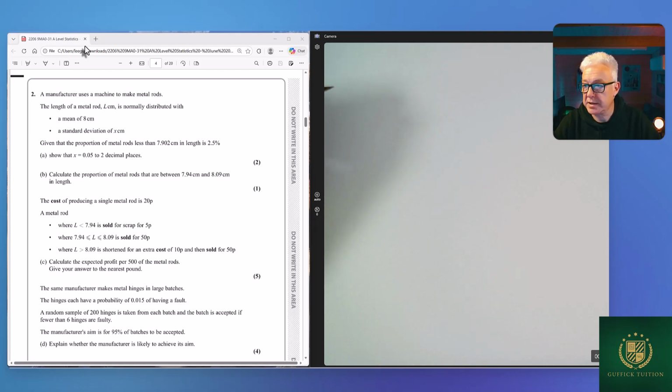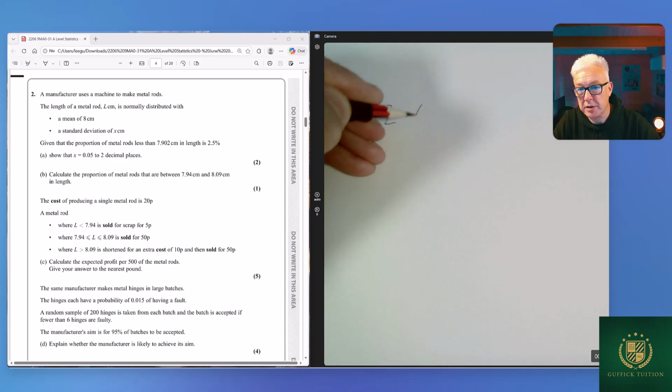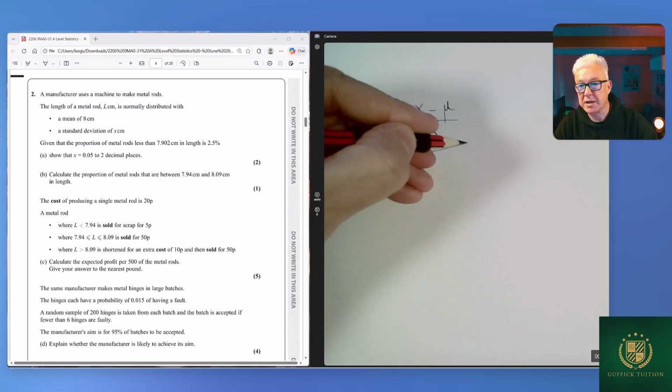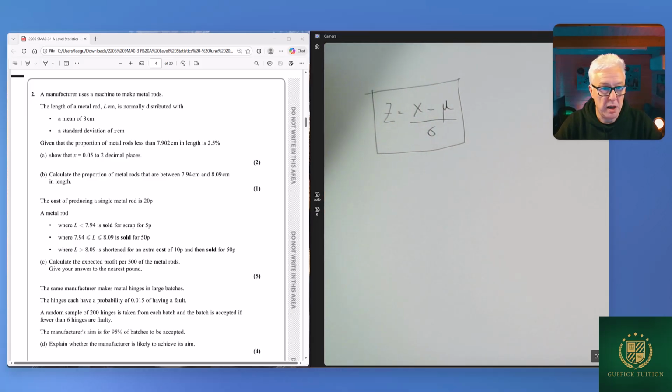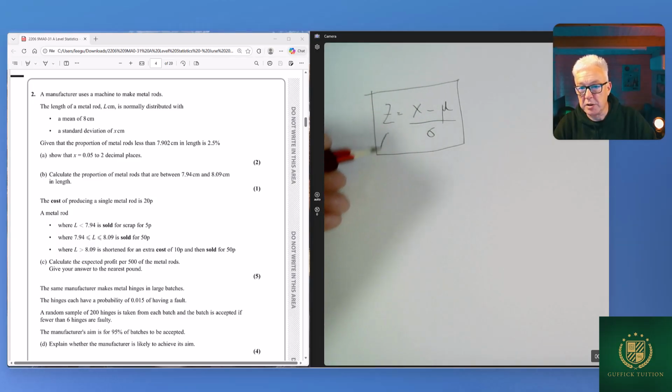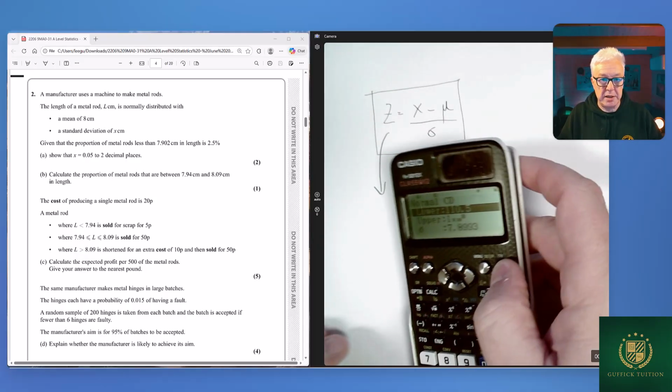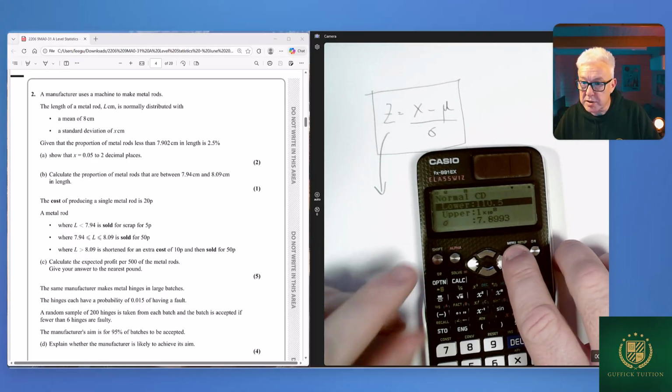Okay, so this is one of those instances where we need to use the inverse normal distribution in order to find out what the value of Z is. So we have Z is equal to X minus mu over sigma. We're going to use this to work out our standard deviation, because we do not know the standard deviation. So the standard deviation is X. We're going to use the inverse normal with an area of 0.025.